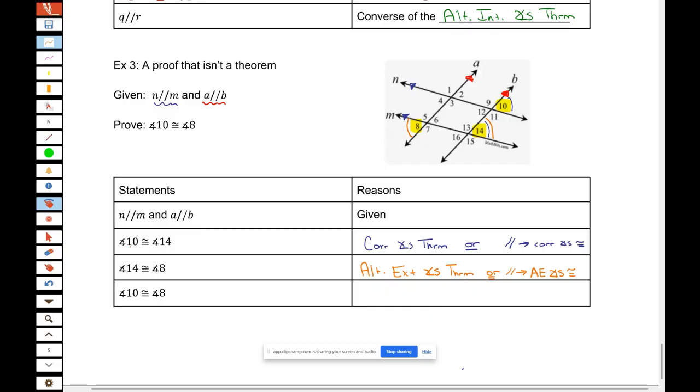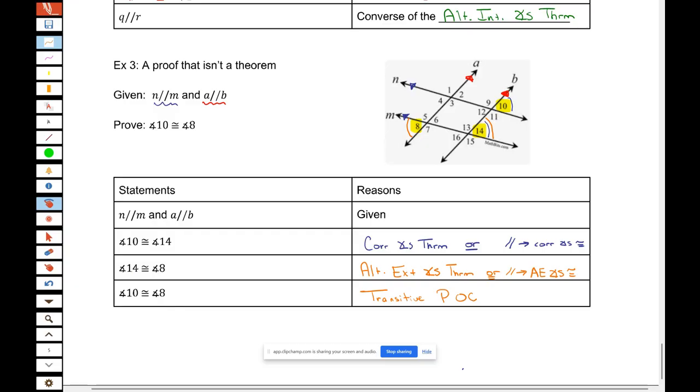So I've got 10 congruent to 14 and 14 congruent to 8. That means that angle 10 is going to be congruent to 8 by transitive or substitution property of congruence. And that is the end of that proof.